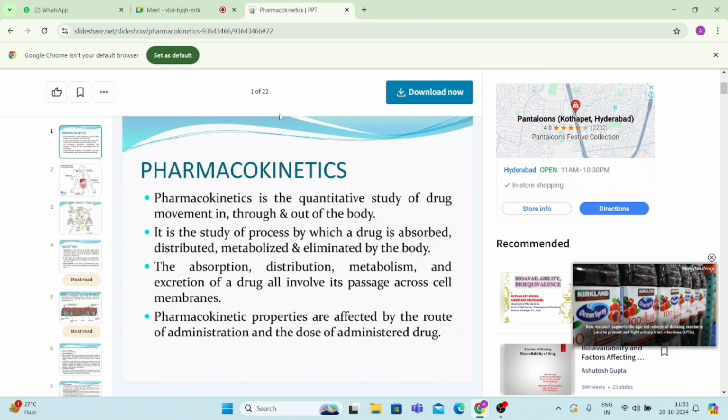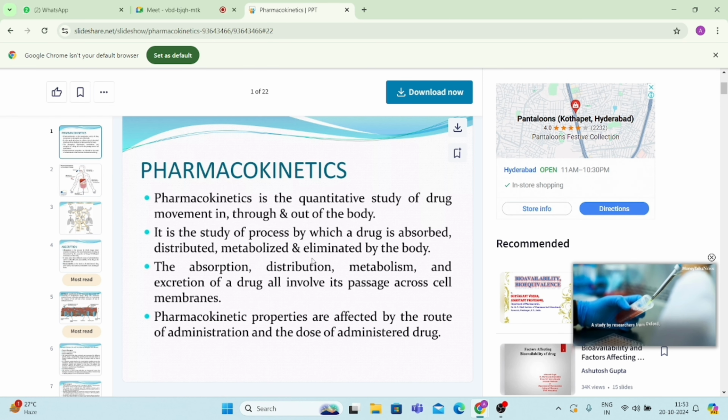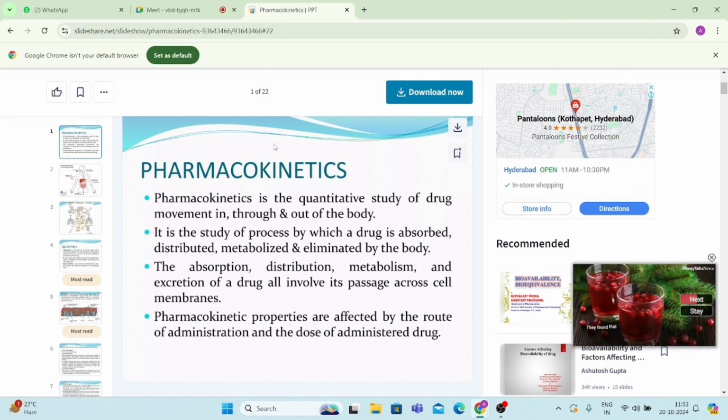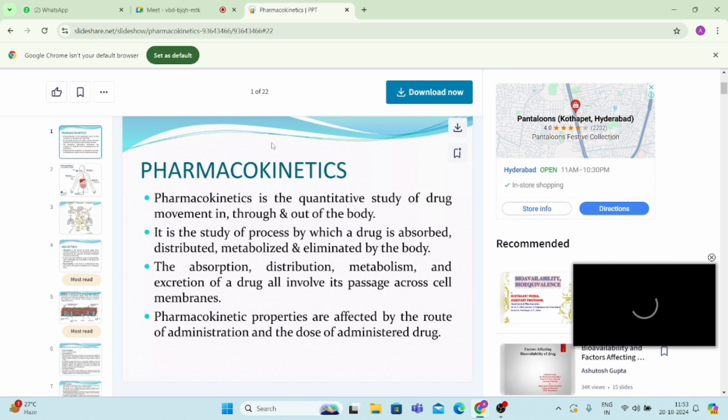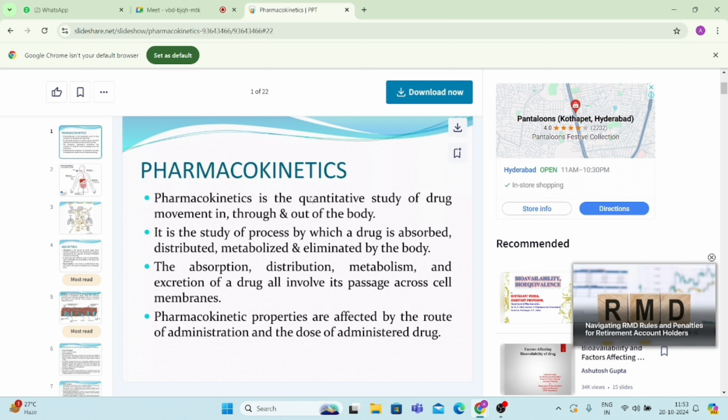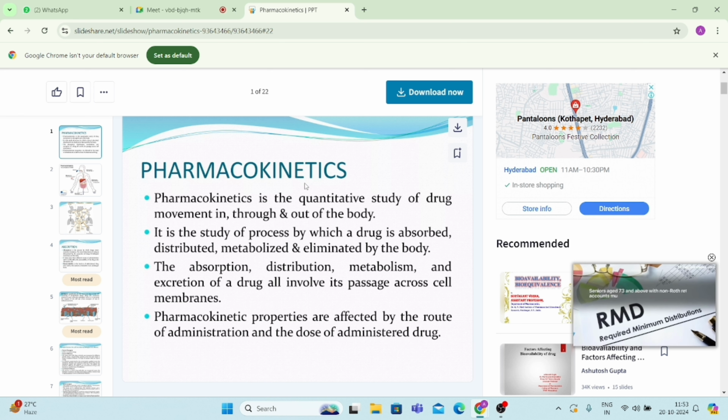Okay. So the next topic we have in the syllabus is pharmacokinetics, or absorption, distribution, metabolism and excretion. These are the four things which are there in our syllabus. In pharmacokinetics, everything will be covered, like what is clearance, or what is drug absorption, metabolism, distribution and excretion, all these things.